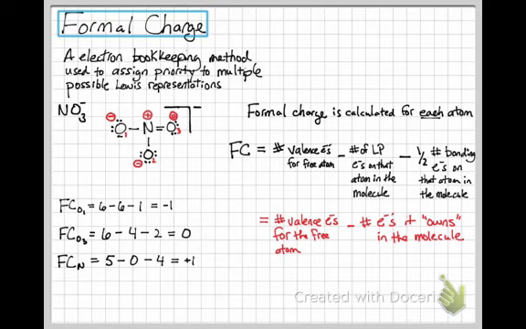And that is how you calculate formal charge on atoms in a molecular ion. You may have noticed that the formal charges on the nitrate add up to be the total charge for the ion, and that's the case for all molecules and ions. The formal charges will always add, if you've done it correctly, to give the total charge on the molecule or the ion.